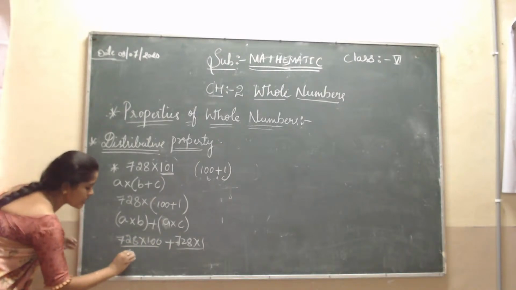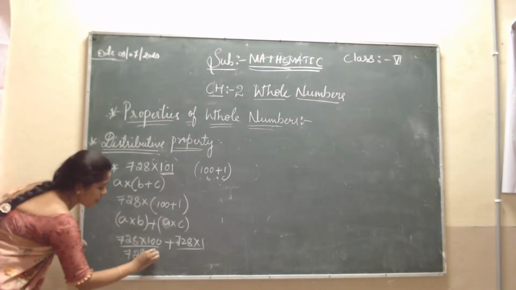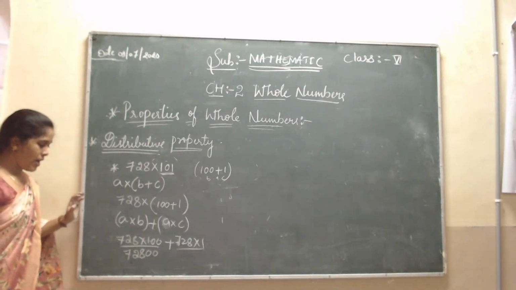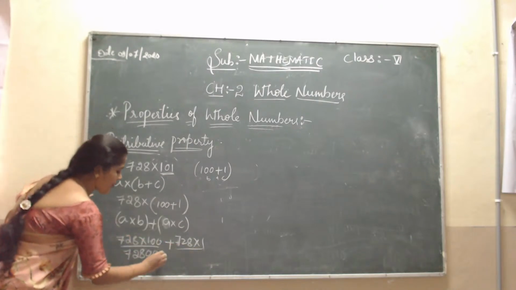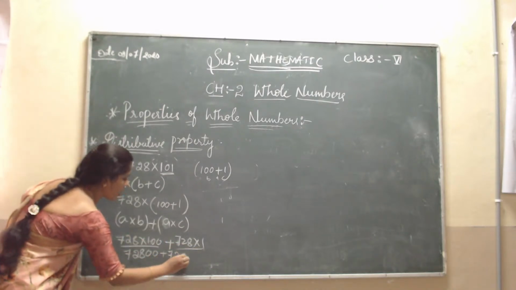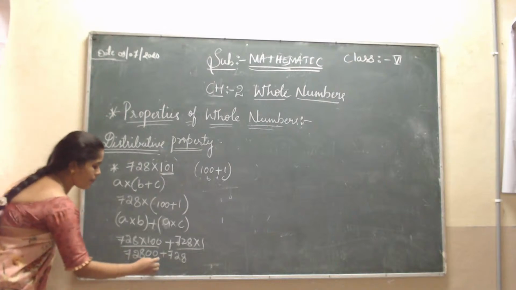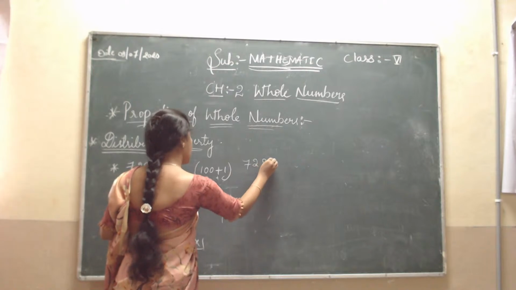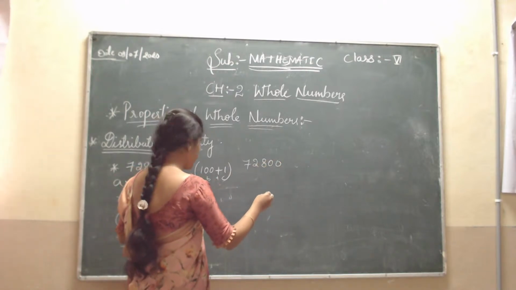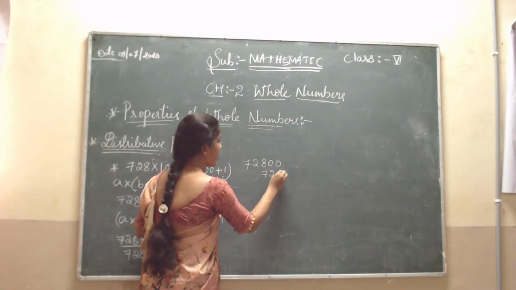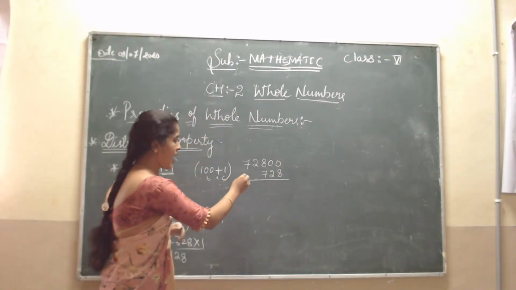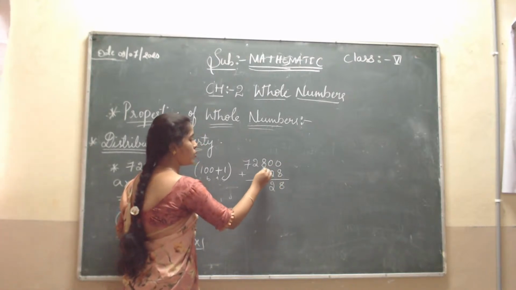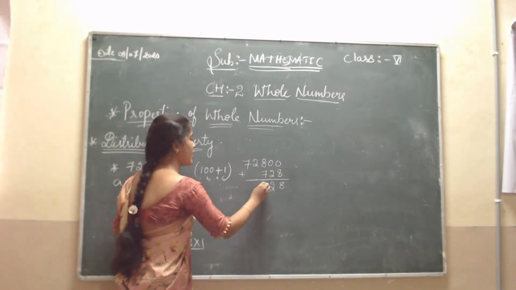728 into 100 is, we know that 728 ones are 728, keep double 0 as it is. Now here 728 ones are 728. Now add. I will simplify here: 72800 plus 728. 0 plus 8 is 8. 0 plus 2 is 2. 8 plus 7 is 15.